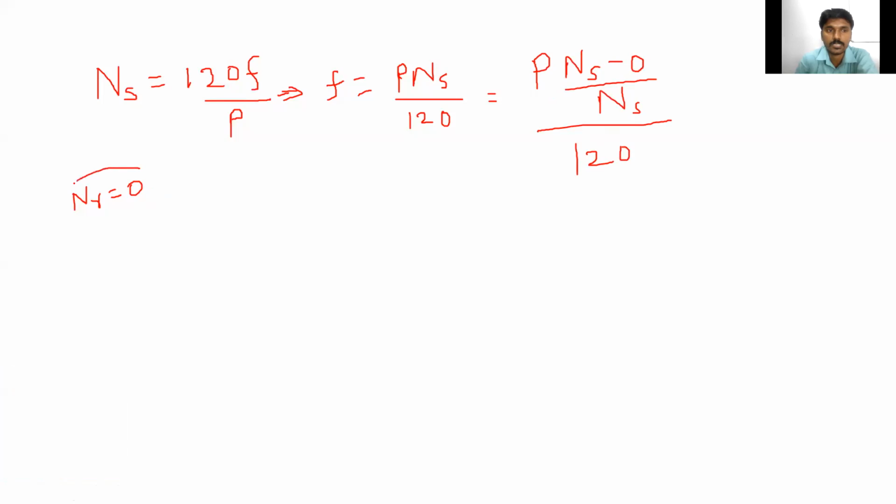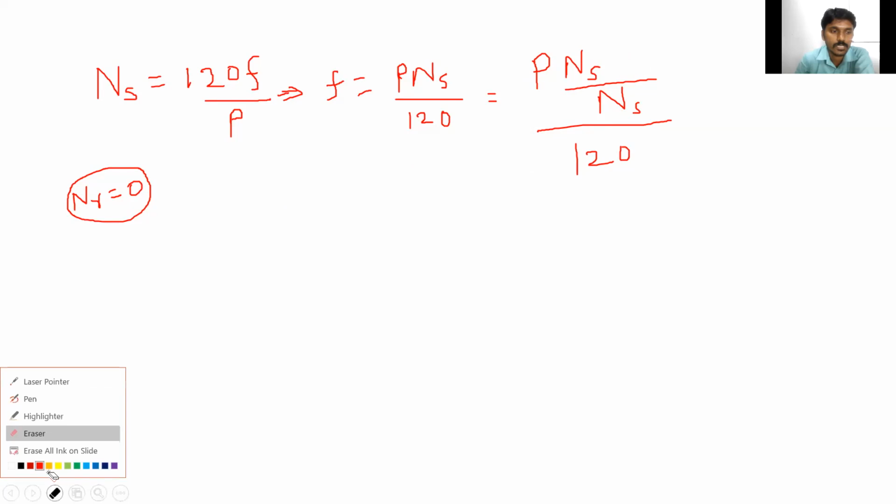So the standstill condition means the initial condition, the starting condition. In the starting condition, the motor speed is 0. Starting में 0 से start होगा ना कोई भी. If you want to run, 0 speed से run करना पड़ता है. So under the standstill condition, the motor speed is 0, Nr is equal to 0. So this equation can be written as P into (Ns minus 0) by Ns, which is P into Ns by Ns, divided by 120. This is the first case.